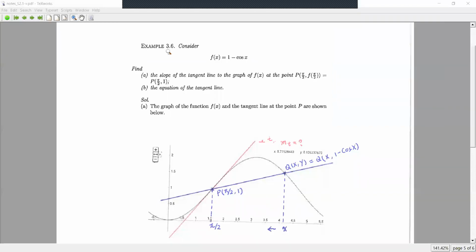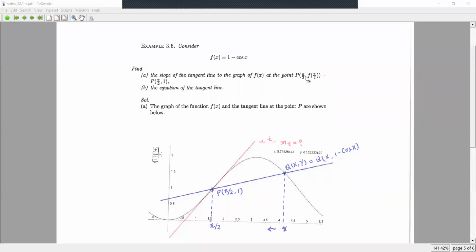Example 2. This example is similar to the last example. Consider this function. The graph of this function is this curve. Now, 2 questions. Question A. Find the slope of the tangent line to the graph of the function at this point, point P.